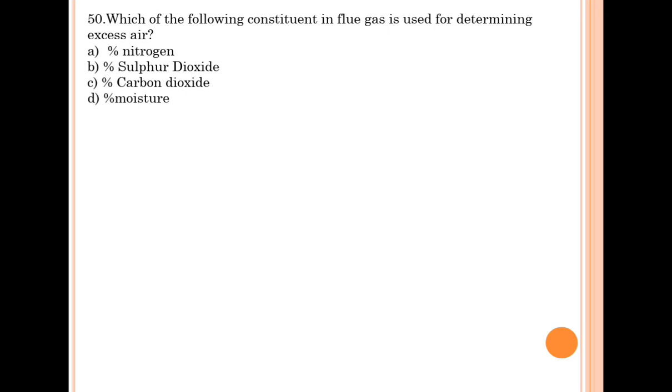And the last question in this section 1, that is question number 50: which of the following constituents in flue gas is used for determining excess air? Here the answer is percentage of carbon dioxide, because carbon dioxide output minus carbon dioxide input divided by carbon dioxide output. So from the percentage of carbon dioxide we can calculate the excess air.